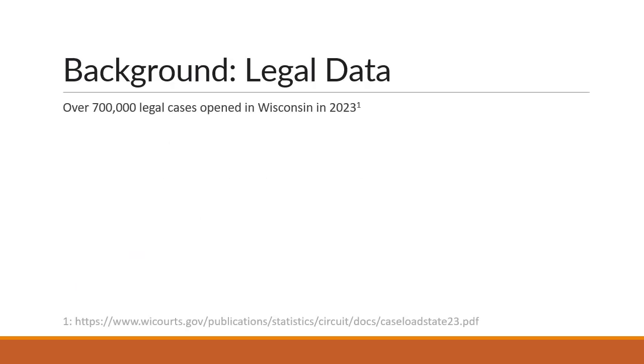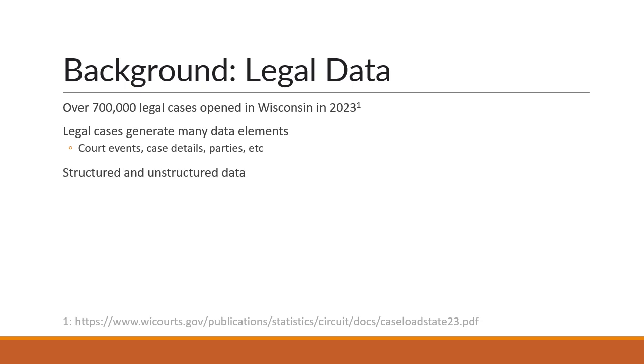So some background, over 700,000 legal cases were opened in Wisconsin last year, so there's a huge amount of legal data that's out there. Several data elements are generated throughout the legal process. This data can include things like court events, case details like the type of legal action and where it's filed, and the parties to the case such as the plaintiff and defendant.